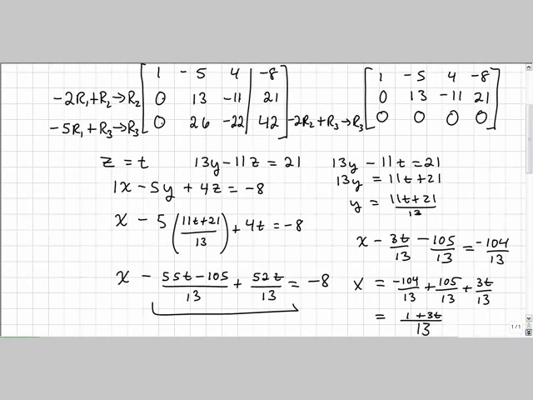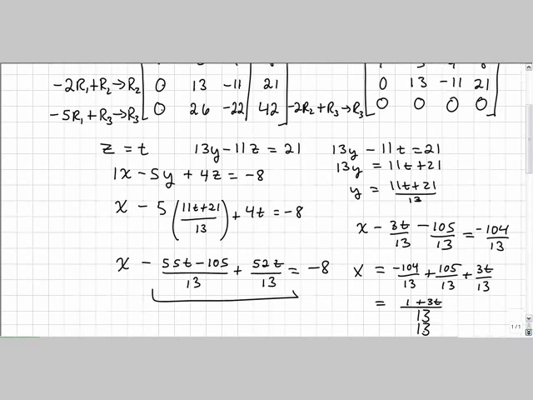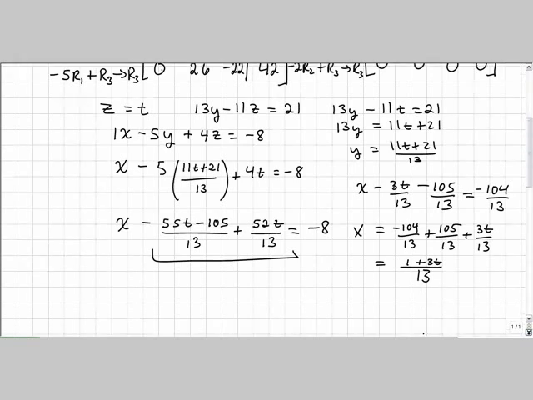So that means the solution: there are infinitely many solutions, all of the form (1 plus 3t) over 13 for the x-coordinate, (11t plus 21) over 13 for the y-coordinate, and t for the z-coordinate.